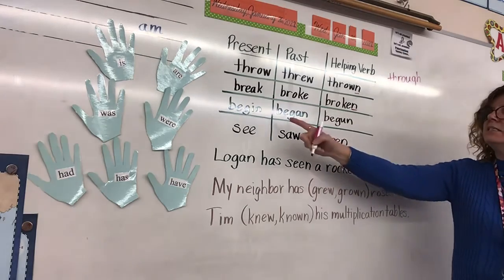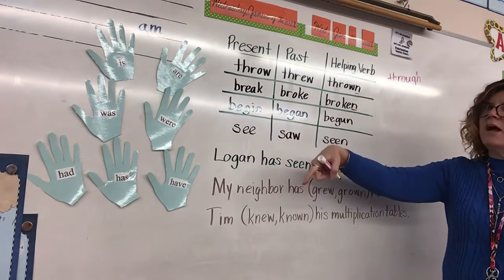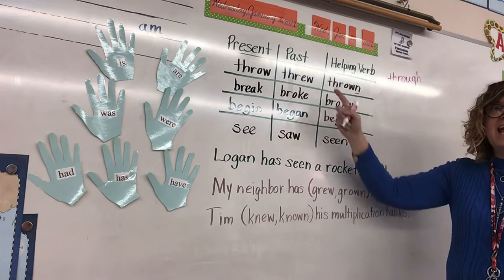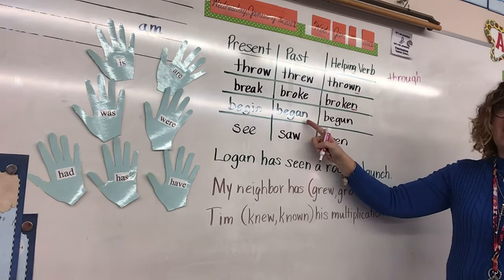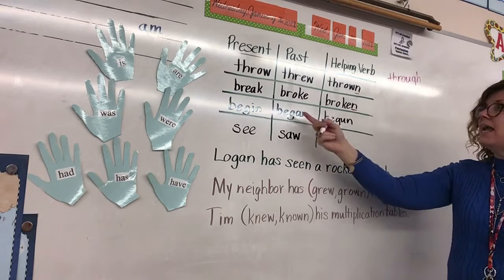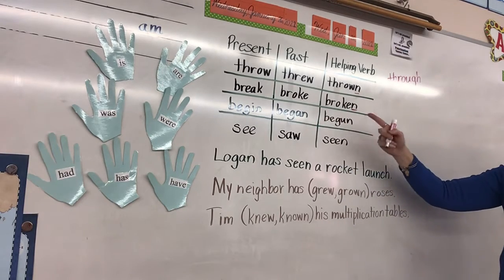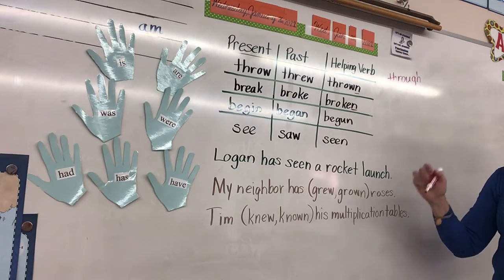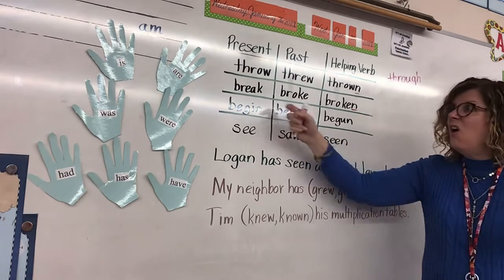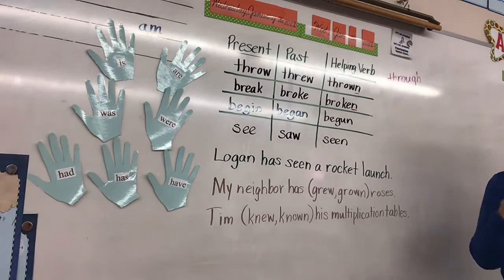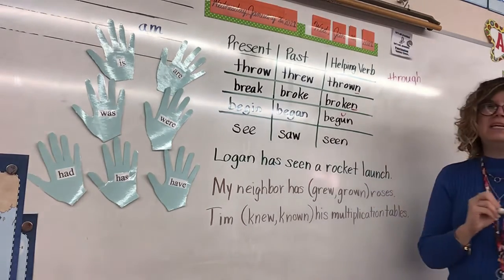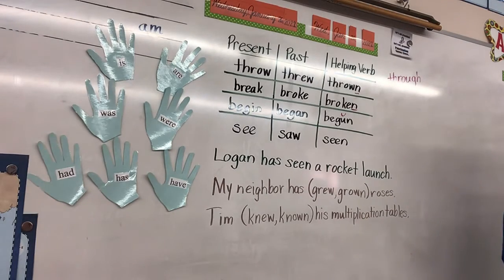Okay, next one is begin. So present, I begin the test. I already began the test, that's the past. And I need the helper. Have begun the test already. All right? So, this time, because they all end in an N, the hint is the one that has the short U sound. Begun. Begun is the one that needs the helper.